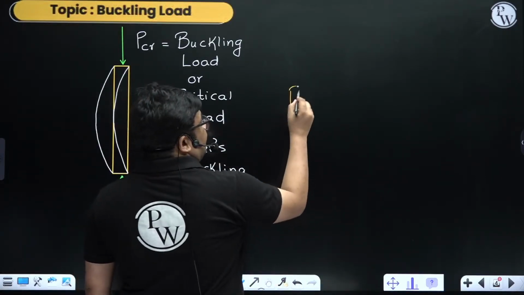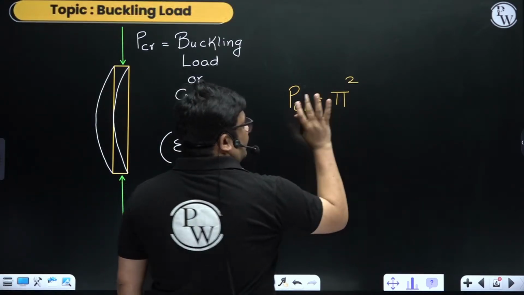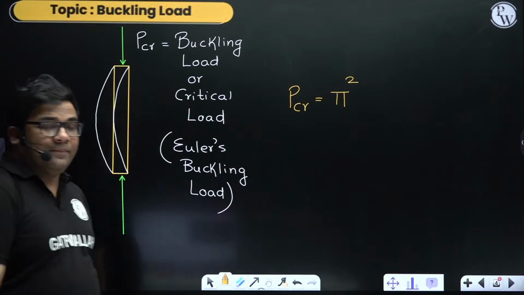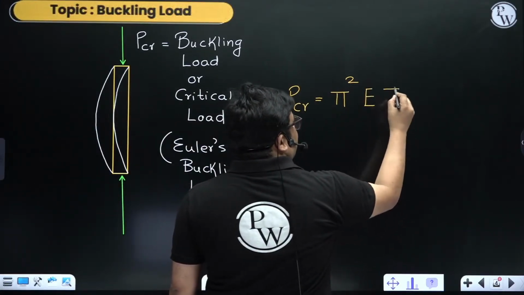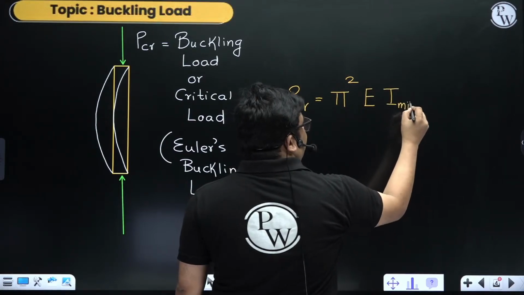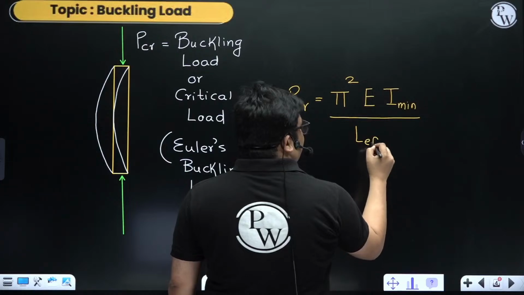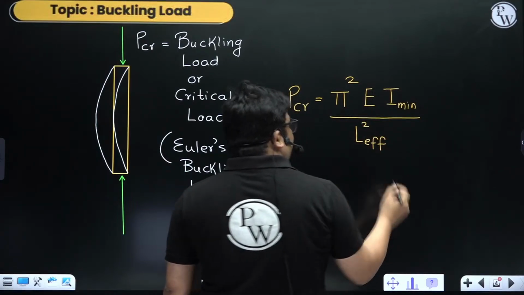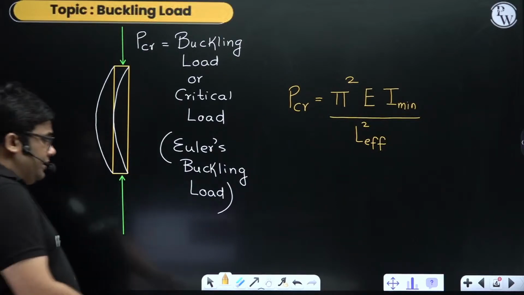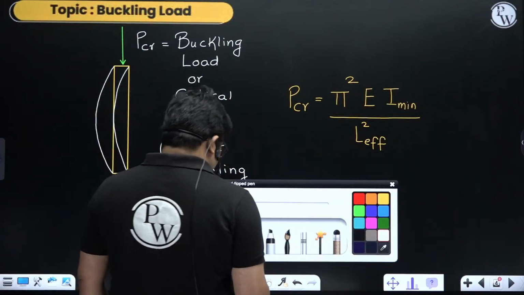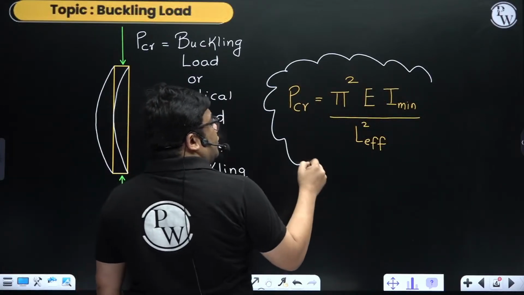Now what is the expression for Euler's buckling load? The expression is pi square E I minimum divided by L effective square, where E is the modulus of elasticity. This is the expression for finding the buckling load, or Euler's buckling load.